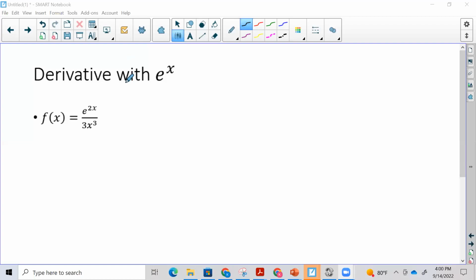So in this video, we're going to look at the quotient rule with an e to the x. So I have this function f of x equals e to the 2x over 3x squared. Again, it's being divided. So when I want to take the derivative, I need to do the quotient rule.